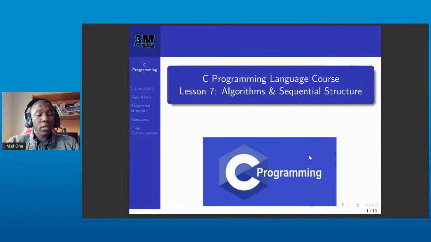I was explaining today in the morning to the other channel that I have why we chose the C programming language to start teaching people how to code. We chose this language because if you know how to program in C, you'll be able to code in any language.